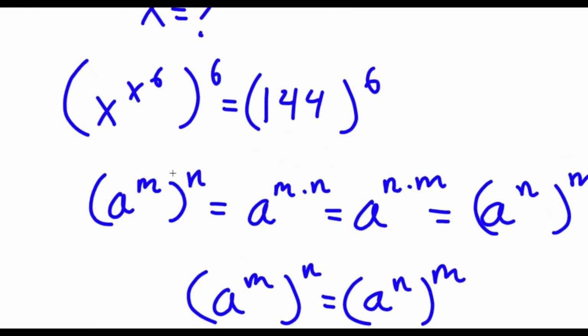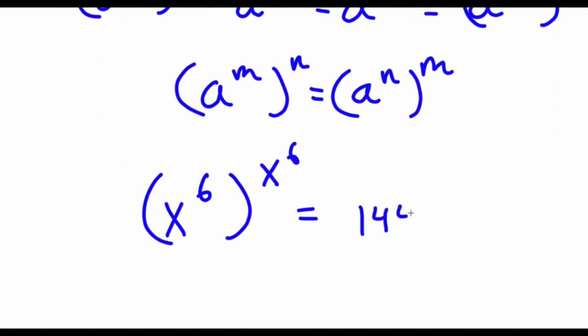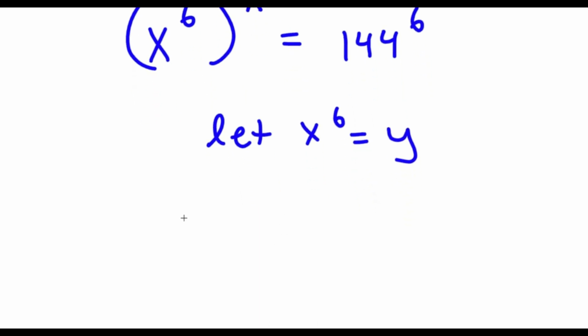So in this case, we have x to the power of x to the power of 6 to the power of 6. We can think of x to the power of 6 as m and 6 as n. So now we can switch these two places. So now we have x to the power of 6 to the power of x to the power of 6. Now this is equal to 144 to the power of 6. Now I'm going to let x to the power of 6 equal the variable y. So now I have y to the power of y is equal to 144 to the power of 6.